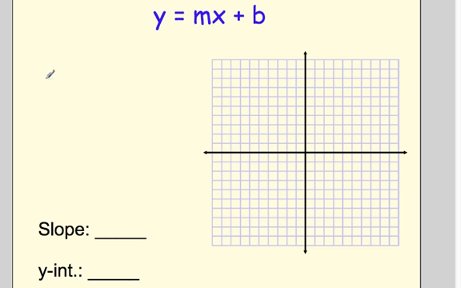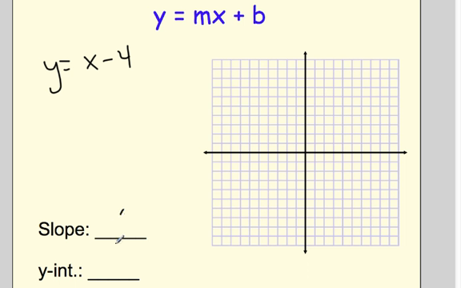And this one, we're going to go with y equals x minus 4. So this one's a little different. There's no number in front of the variable, so you have to figure out what that hidden number is to figure out your slope. So go ahead and give it a shot, and then pause it, and we'll come back.